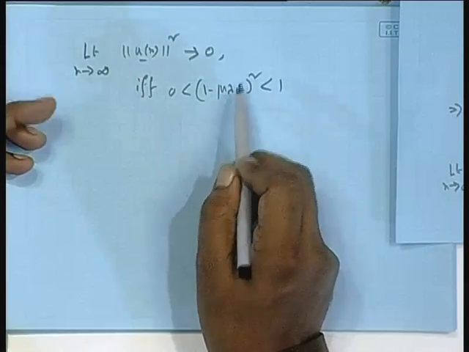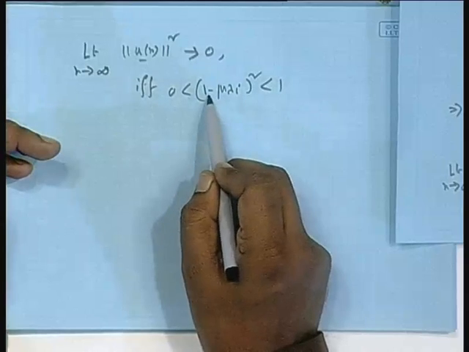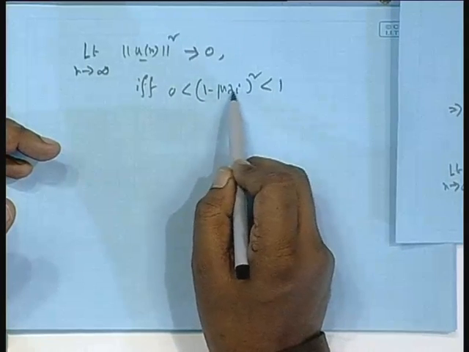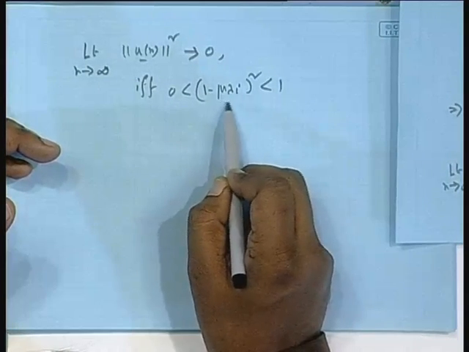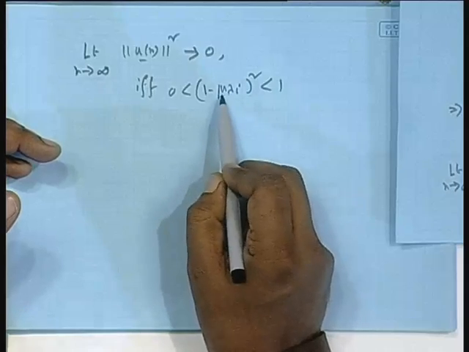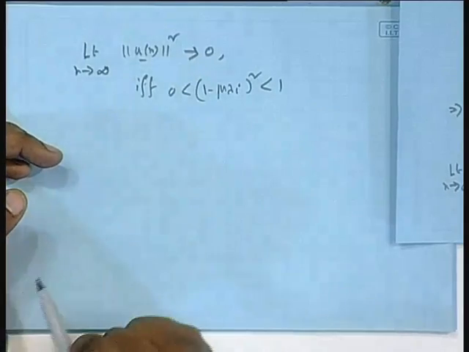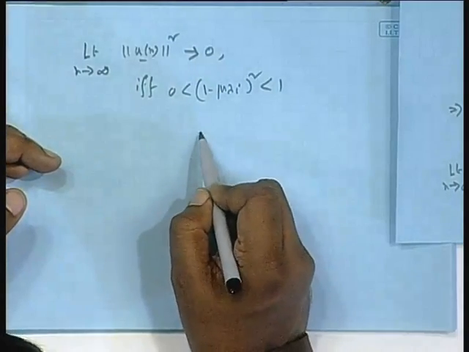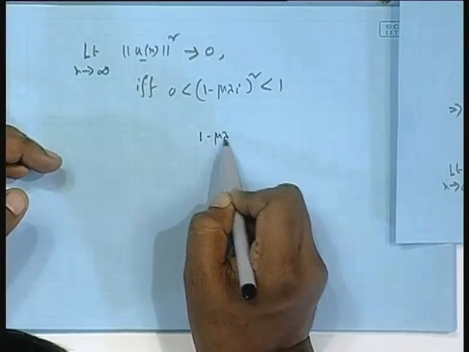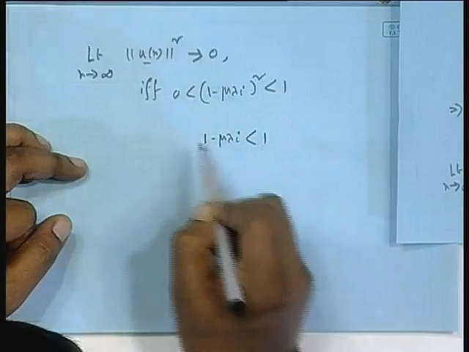It cannot be equal to 0, it is a square. If you equate it to 0, then 1 minus this has to be 0, so this has to be 1, which is a problem actually. It cannot be equal to 0 for all lambda. So, suppose this holds. That means 1 minus mu lambda i should be between these bounds.